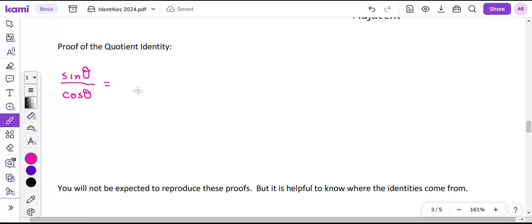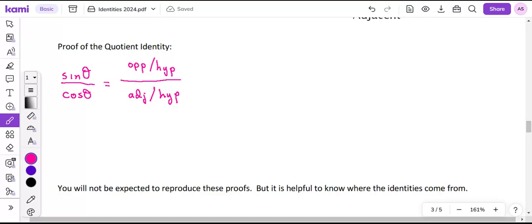All right, we're going to start proving the quotient identity by looking at sine theta over cosine theta. Now, the sine of theta, just going back to SOHCAHTOA, is opposite divided by hypotenuse. And on the bottom, the cosine of an angle is adjacent divided by hypotenuse.